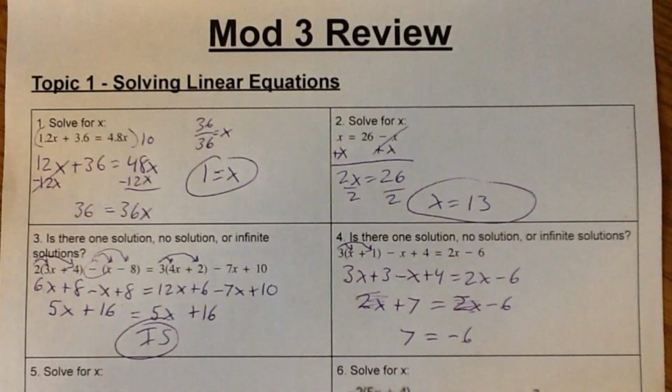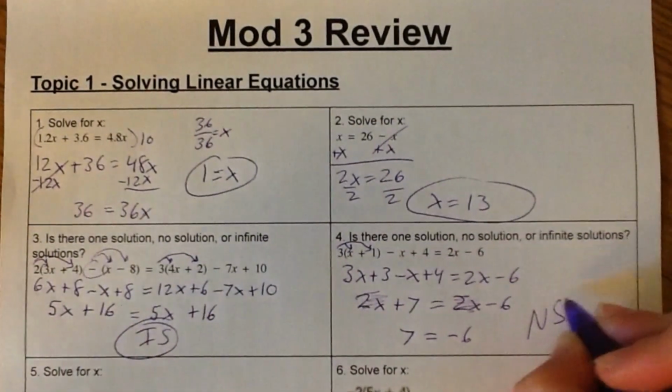So that isn't true, right? So that means there's literally nothing I can put in for x that will make this true. So this is a no solution.